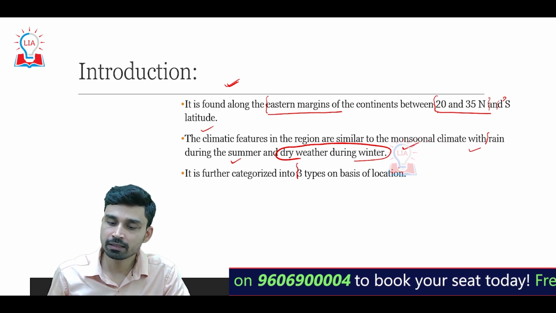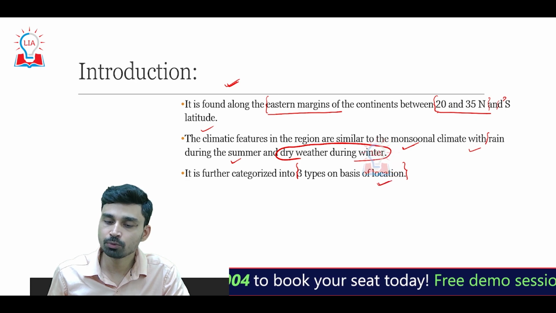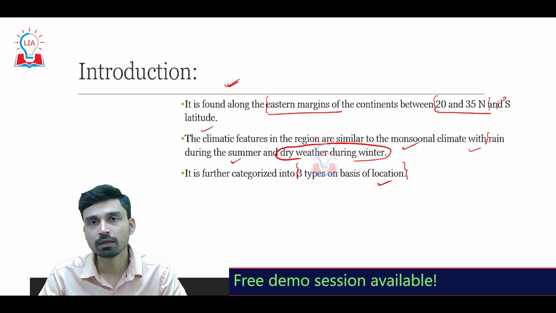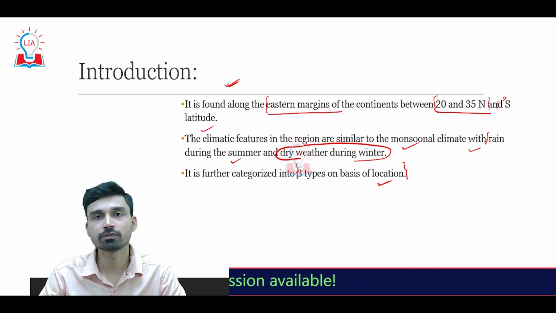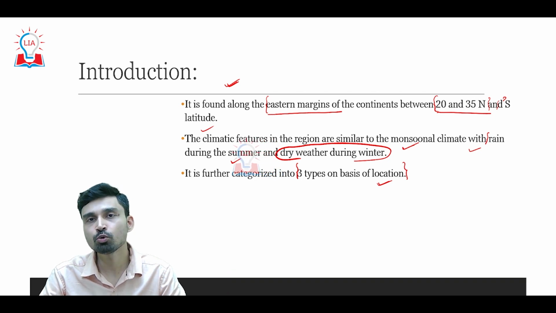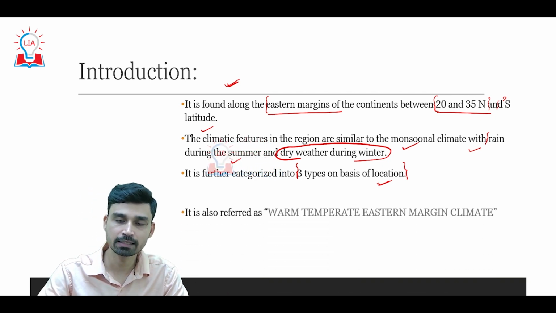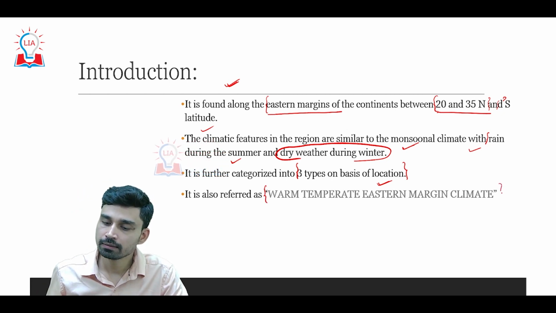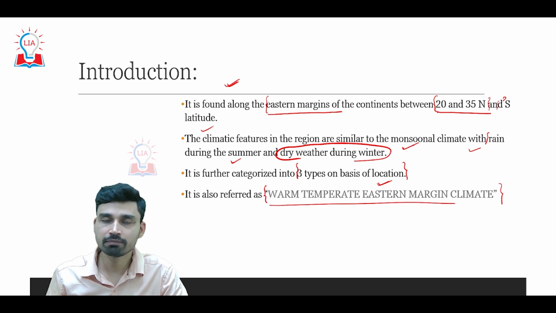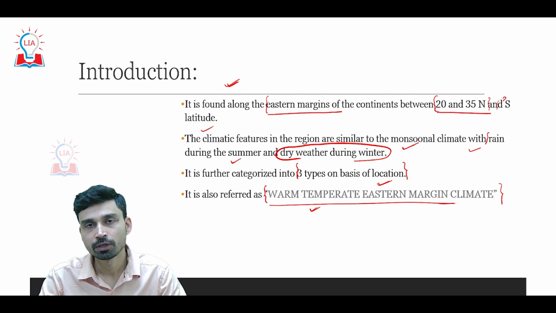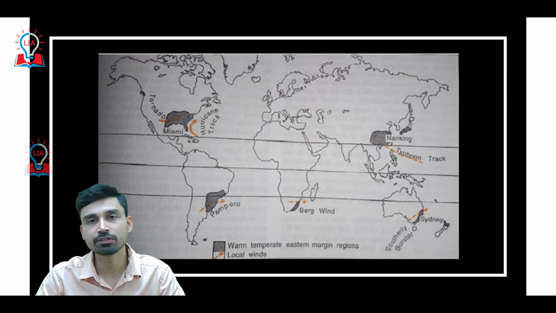Overall, the climate can be categorized into three types on the basis of location: the China type of climate in China, the Gulf type of climate in the United States of America, and the Natal type of climate in South Africa. Apart from that, this climatic region also exists in South America as well as in Australia. As far as the geographical term is concerned, the common type of climate which has developed in China, US, Natal, and other regions is called the warm temperate eastern margin climate. So let us try to understand this warm temperate eastern margin climate.